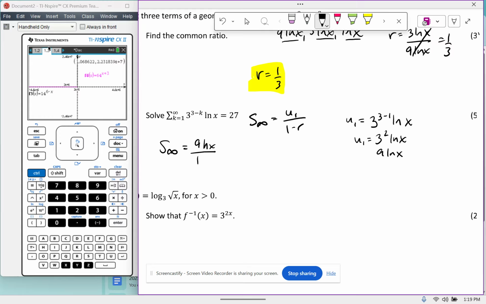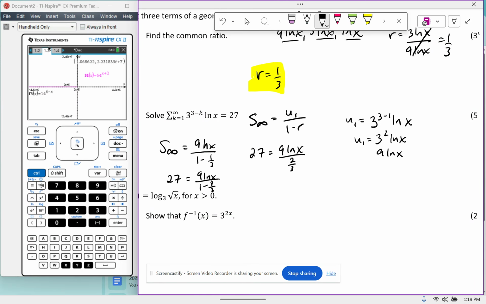1 minus 1/3. Where'd you find that 1/3 though? It's the R we just found, right? Okay. And then this whole sum is supposed to be equal to what? 27. Yes. I only have one unknown. I can totally do this. So now I have 1 minus 1/3 is going to give me what? Yeah, so I've got 9 ln of x divided by 2/3.